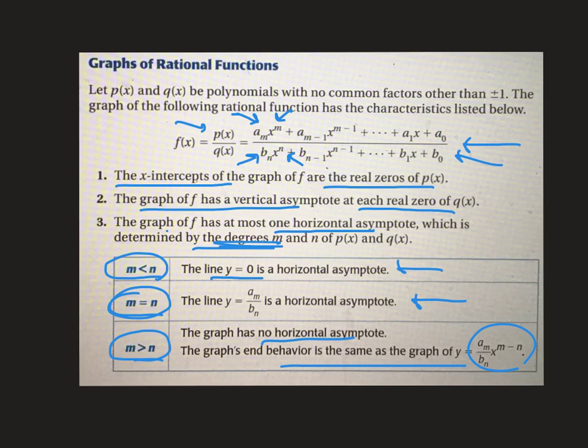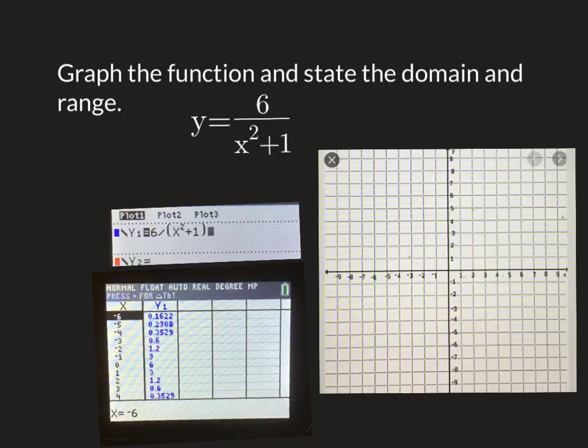Make more sense? Okay, so three rules. Let's go through one more time. If the top degree is less than the bottom, then the x-axis is an asymptote. If the two degrees are the same, you do leading coefficient over leading coefficient to get your horizontal asymptote. And if the top degree is bigger than the bottom, there is no horizontal asymptote. You will see what that looks like in just a second. Now I'm going to show you one of each of those cases and get this going.